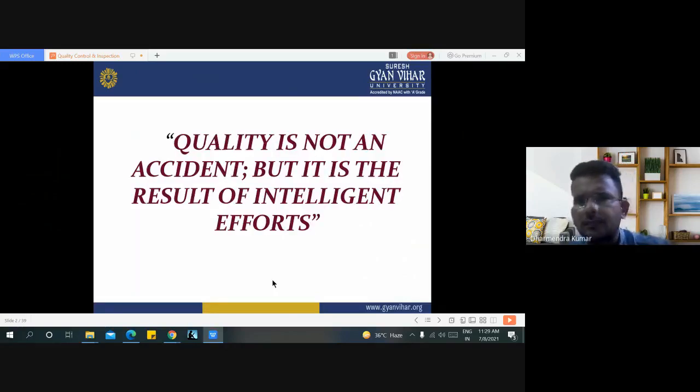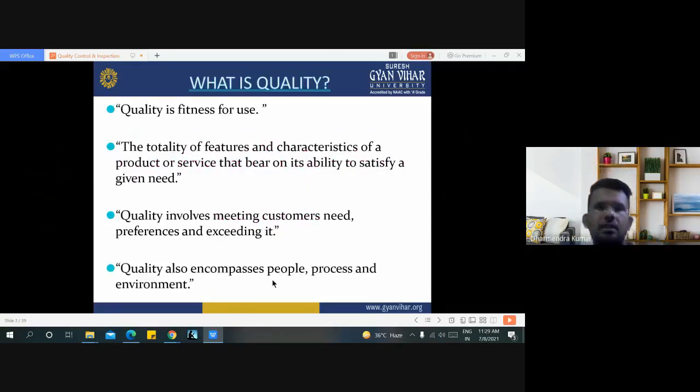Here are some quotes about quality. Quality is not an accident, but it is the result of intelligent efforts. Now the definition of quality is fitness for use, the totality of features and characteristics of a product or service that bear on its ability to satisfy a given need. Quality involves meeting customer needs, preferences, and exceeding them. Quality also encompasses people, process, and environment.